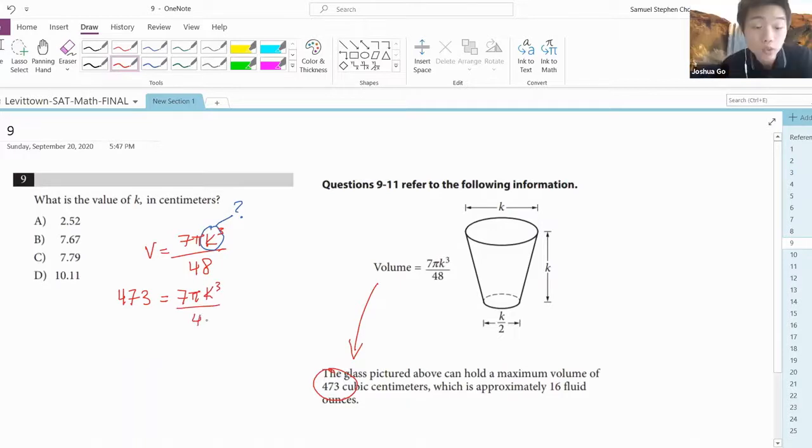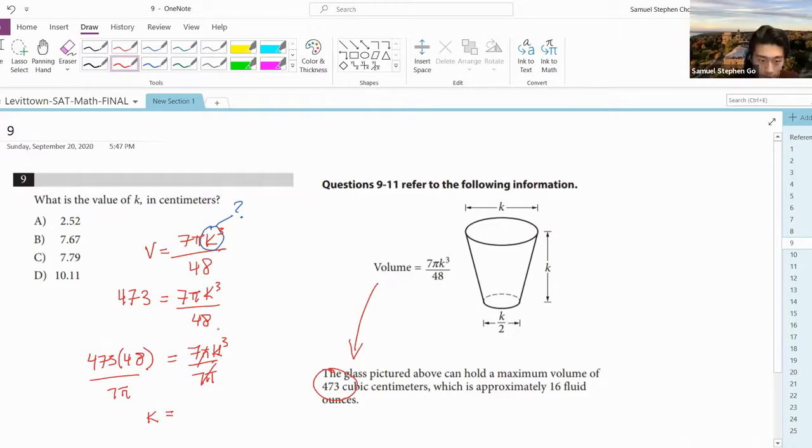And since we're searching for K, we have to isolate that value. So we can multiply both sides by 48. Please use your calculator for this, of course, and divide both sides by 7 pi. And then finally, we can cube root both sides. I'll just skip writing that step. I'm going to throw it on my calculator right now.